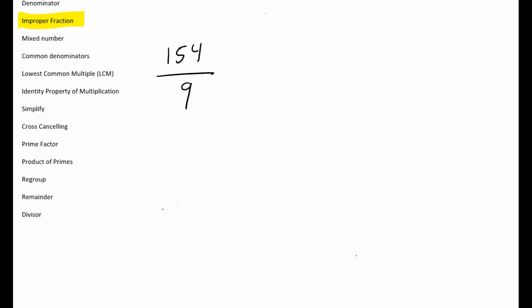What that means is, if I have an improper fraction, my numerator right here is bigger than my denominator, and that makes it improper. So I need to simplify it. That means that there are hidden whole numbers in this fraction.